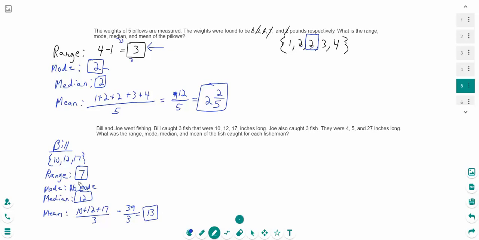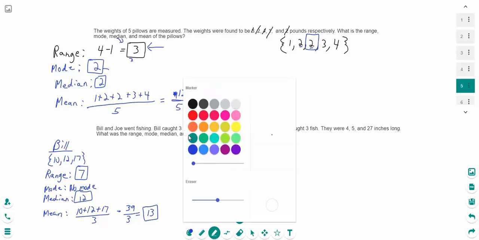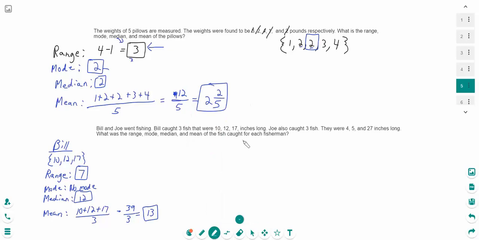All right, so his range is a 7. Median is 12. So we might expect him to be pretty consistent in catching 12-pound fish or 12-inch fish. And then the mean, well, 13. 13 inches is his mean. The median and the mean, they're fairly close to each other. They pretty much agree. All right, now let's look at Joe. So Joe, his data set says that he caught 4, 5-inch, and 27 inches.